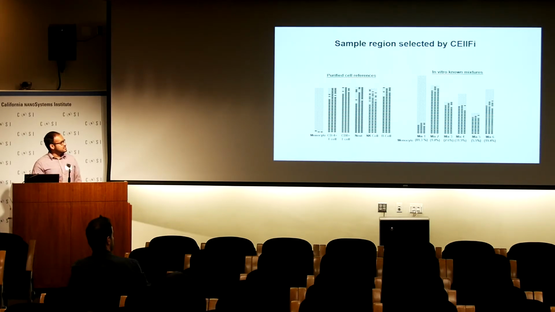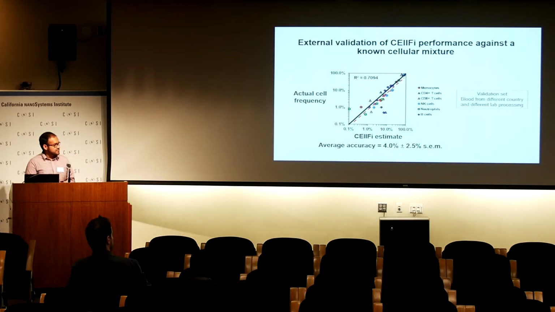Now when we look at the in vitro known mixtures, which I'll present later, we see that depending on the amount of monocytes, so this first mixture has a lot of monocytes, it has a high demethylated aspect, similar to the monocyte here, whereas ones with fewer monocytes have a lot less. And so this is the basic concept of how we're able to estimate the frequency for that.